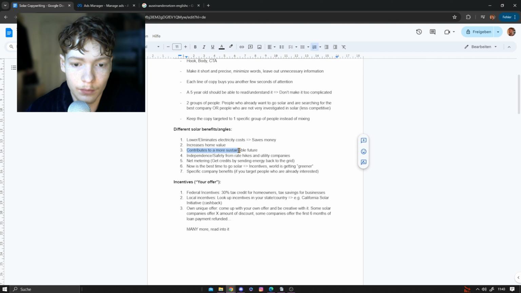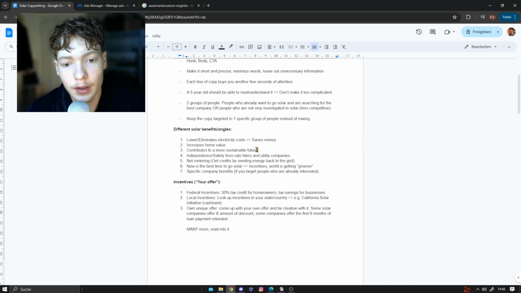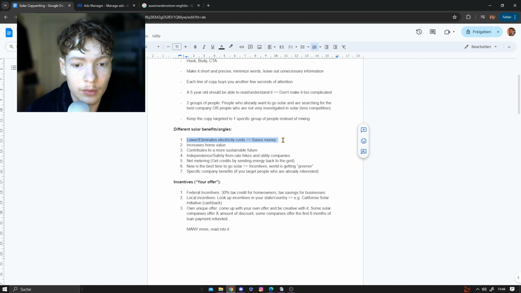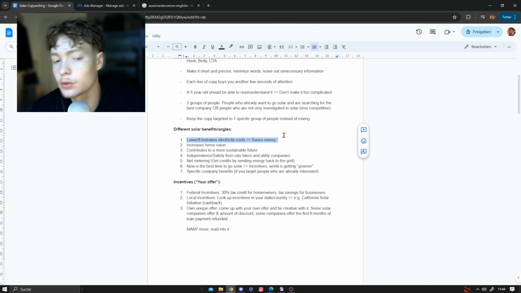But you can also, in this case, mix this a little bit and use this as another argument for people who want to lower their electric bill, because they lower their electric bill, but they also get this, and they also contribute to a more sustainable future.